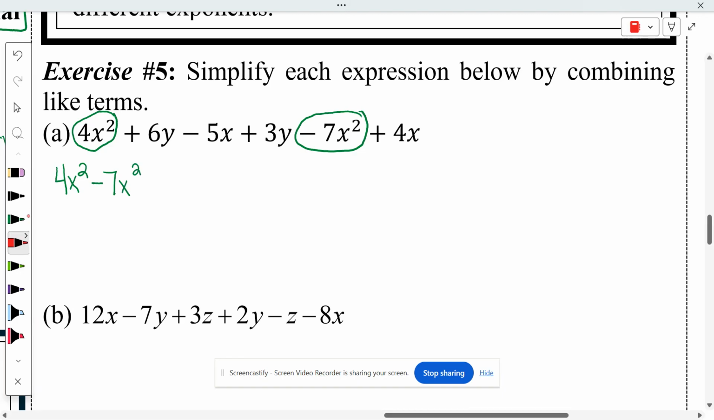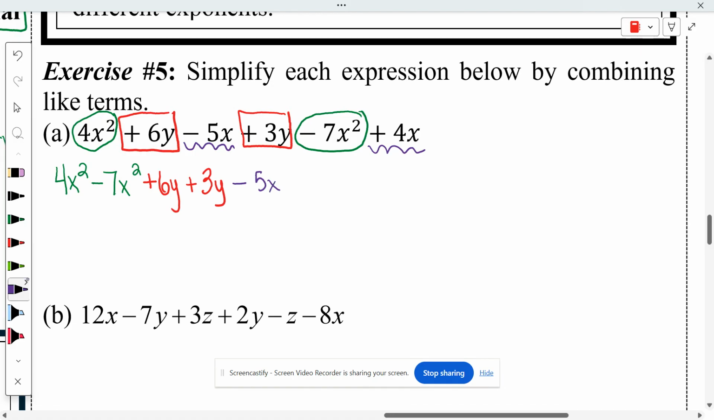Now I'm going to go to my next term in my list. That's a positive 6y. Do I have any more y's to the first power? I sure do. I have a positive 3y. So positive 6y and positive 3y. Then I'm going to go to the next term that I have not done anything with, and that's negative 5x. X is to the first power, and x is to the first power on that positive 4x. So I have negative 5x plus 4x.